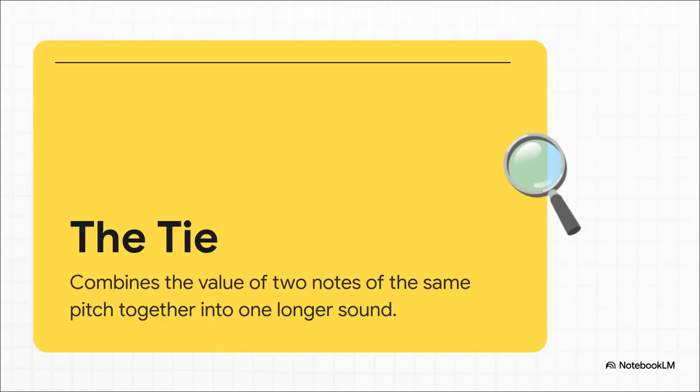Now, another way to make a sound longer is with a tie. This little curved line connects 2 notes that are the exact same pitch. It basically just glues them together to create one seamless, longer sound. This is how musicians hold a note over the end of one measure and into the next.